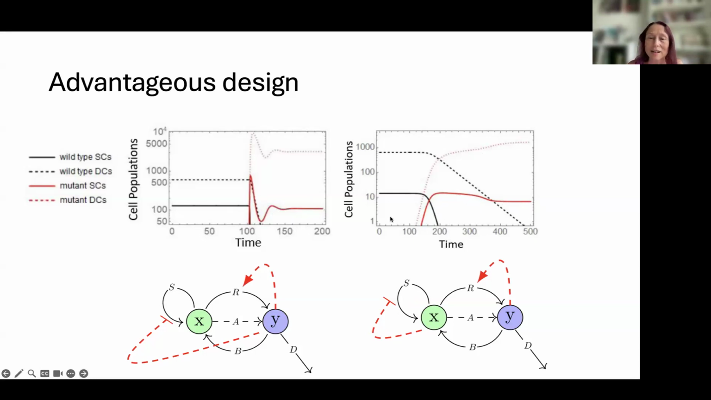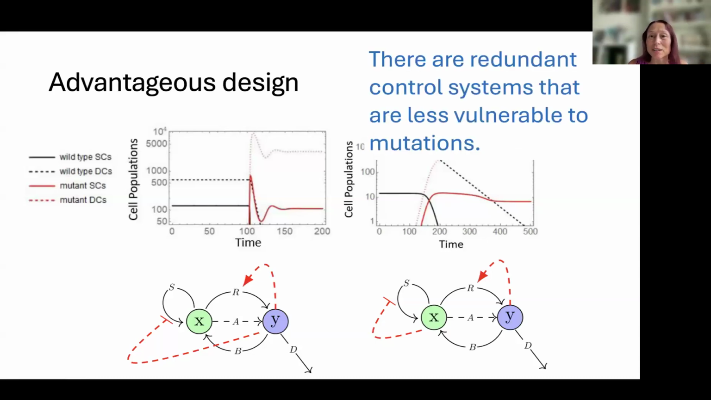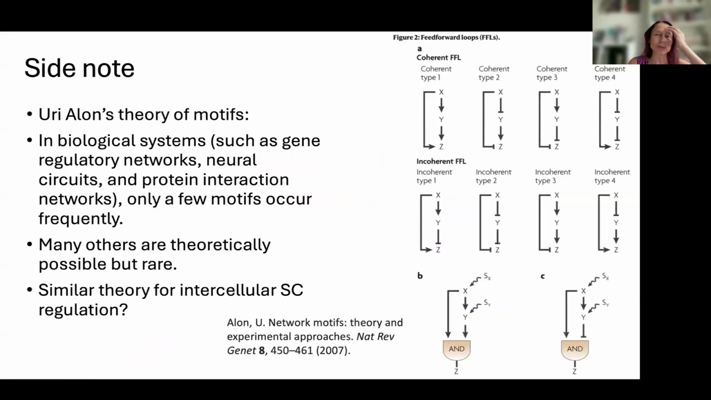You can clearly see it here. So not all combinations of loops are created equal. There are redundant control systems that are less vulnerable to mutations. So that was interesting to see. And here is a slide that is not from my work.